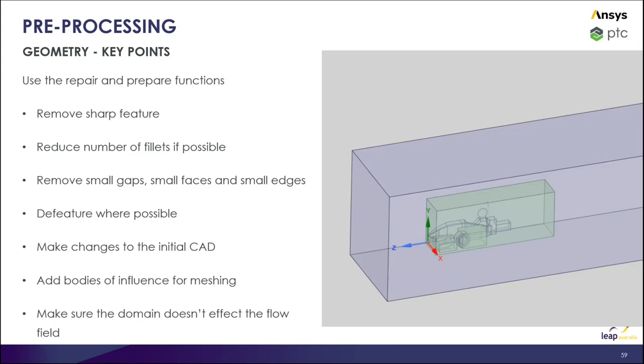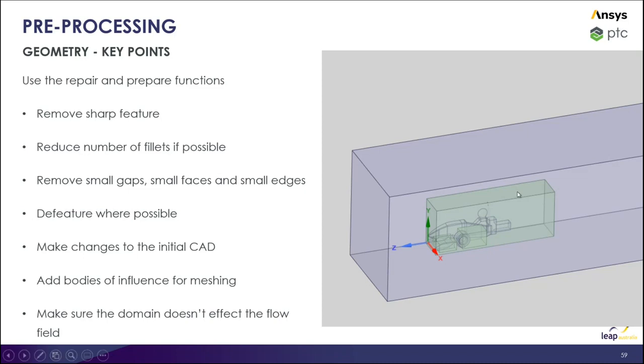Removing and resolving things like small gaps, faces, or edges. Again, all of these will cause you problems. Defeature where possible. Again, you can always add complexity afterwards if you need to. Ideally, sometimes you need to make changes to the initial CAD. If you've got a relationship with someone that's actually created their CAD, maybe you can talk to them about giving you CAD that might be appropriate.